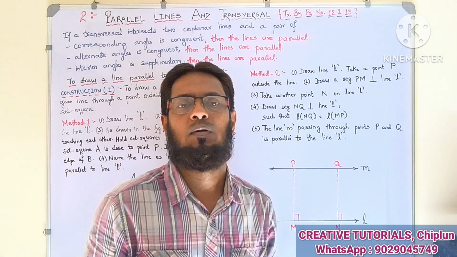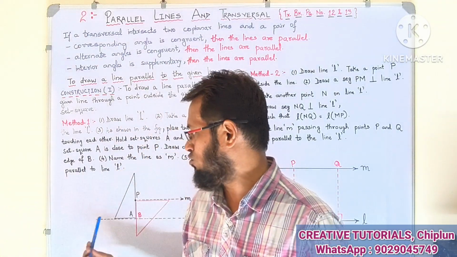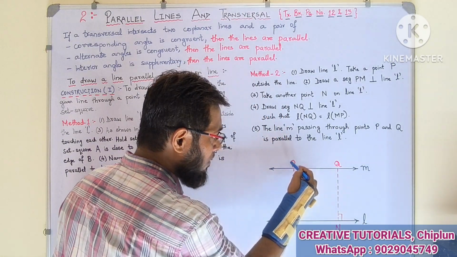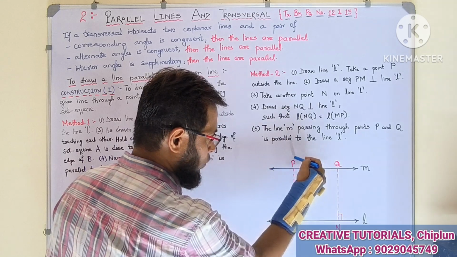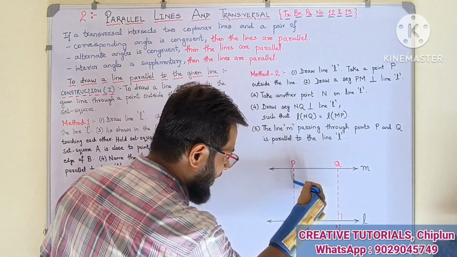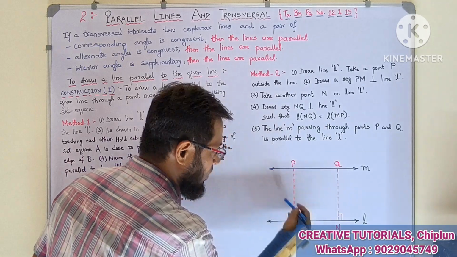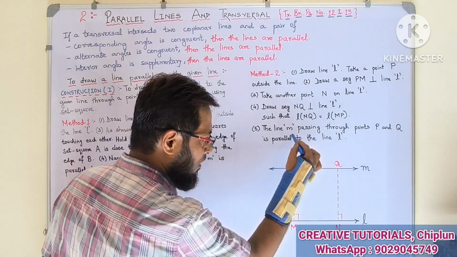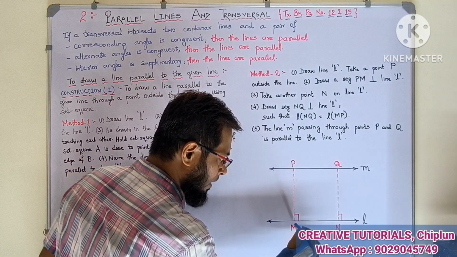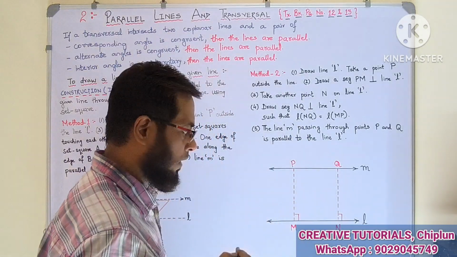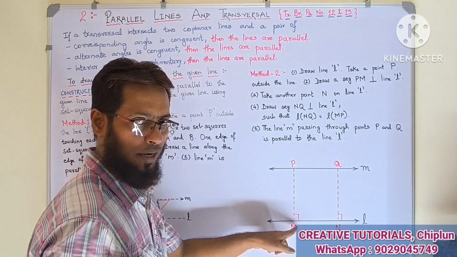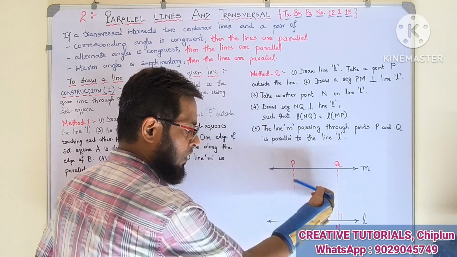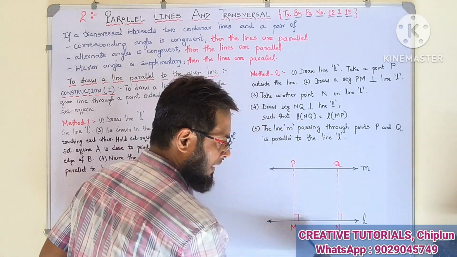Now again, for drawing a perpendicular, you can make use of your set squares. If you take one set square and keep it like this, this line is your perpendicular. When you draw this one vertical line and extend it to fall on line L, it becomes perpendicular at this point. So segment PM becomes perpendicular to line L.